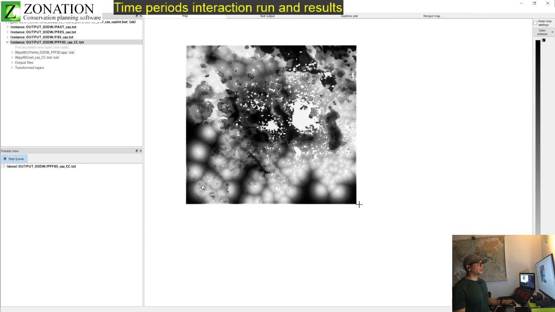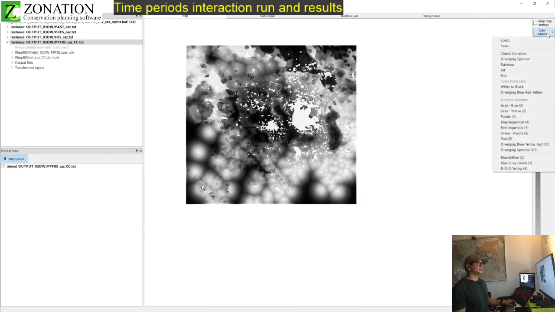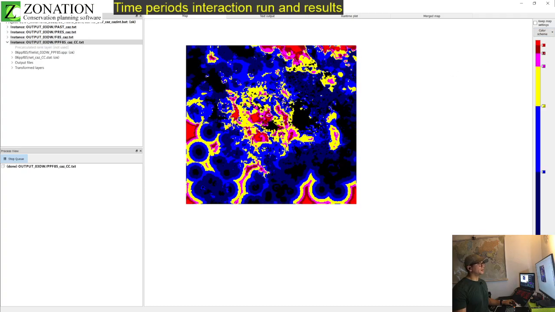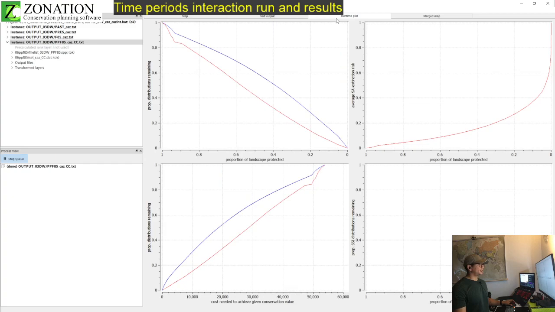This is our product. I mean, classic zonation. So basically, here are all these black areas, blue areas. Those are the least important, right? We'll take a look at this in ArcGIS in more detail. Now, the other thing I wanted to show you is this.